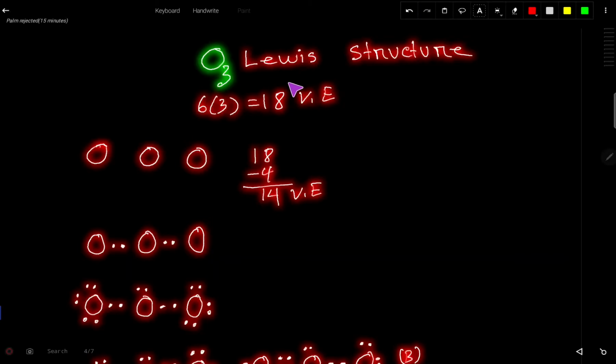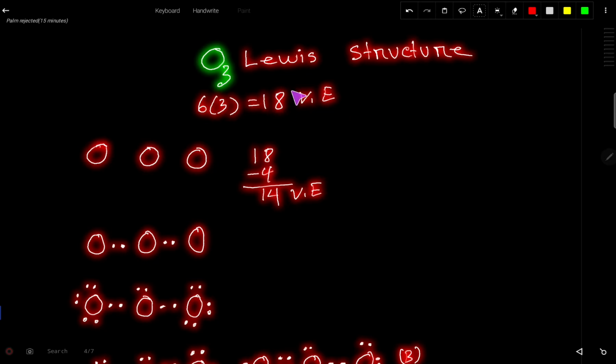O3 Lewis structure, or ozone Lewis structure, or Lewis dot structure for O3, ozone. At first we have to find out the valence electrons for O3. Oxygen is an element of group 6A, that is why it has 6 valence electrons. Here we have 3 atoms of oxygen, so we need to multiply by 3. So in O3 we have a total of 18 valence electrons.